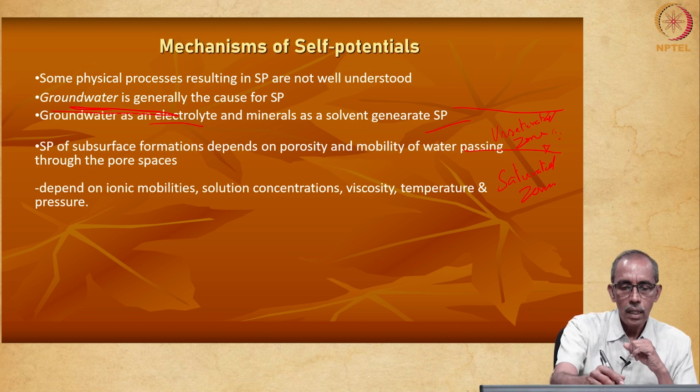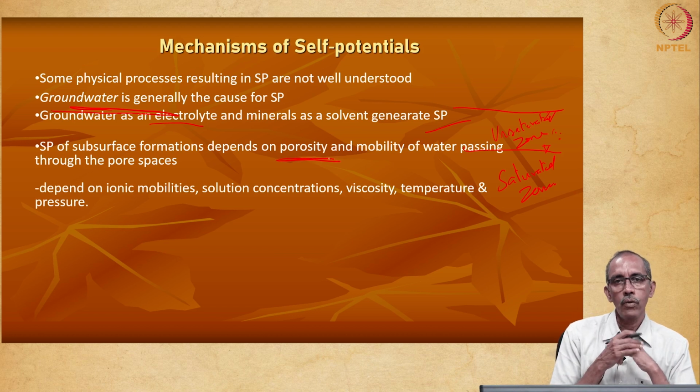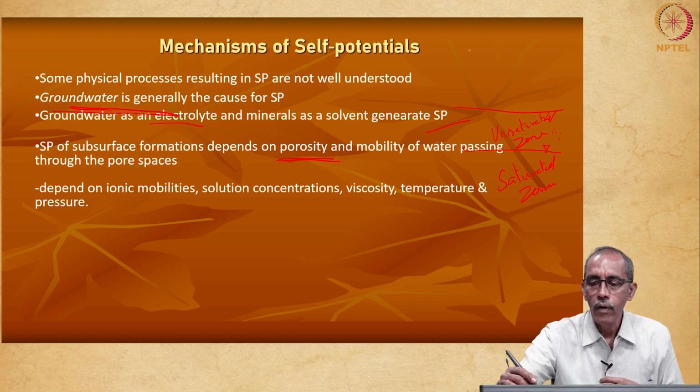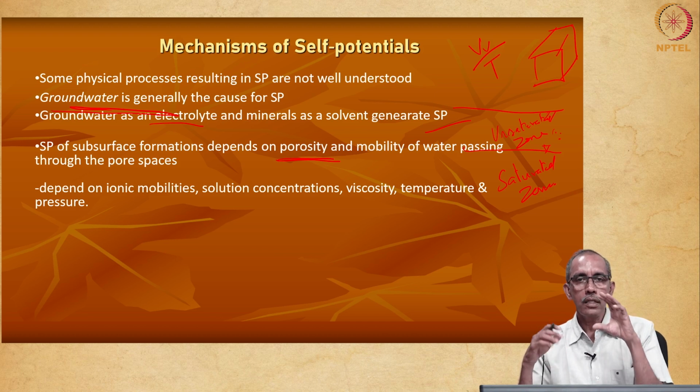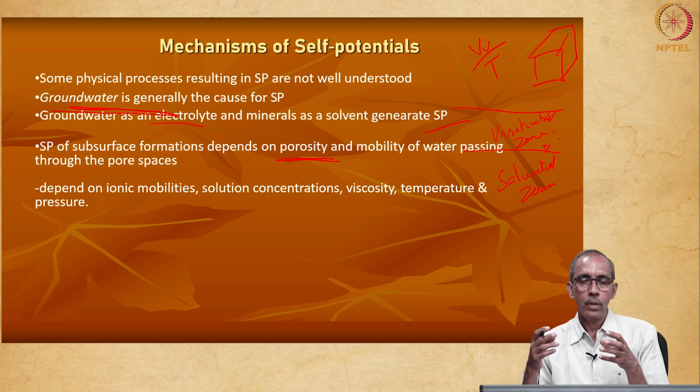So the cell potential of the formation below the surface depends very much on the porosity. So what do we mean by porosity? Porosity is the ratio of the volume of voids to the total volume. Suppose you have an elemental cube filled with some material. So what is the porosity? It is the volume of voids within this 1 meter cube divided by 1 meter cube. So that is the porosity.